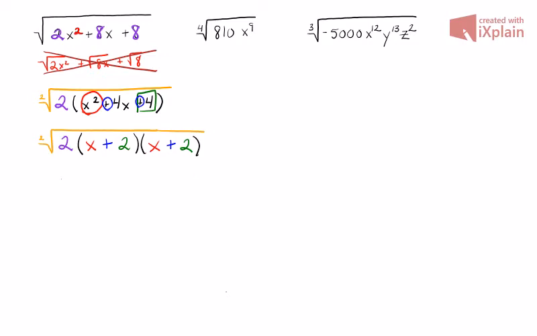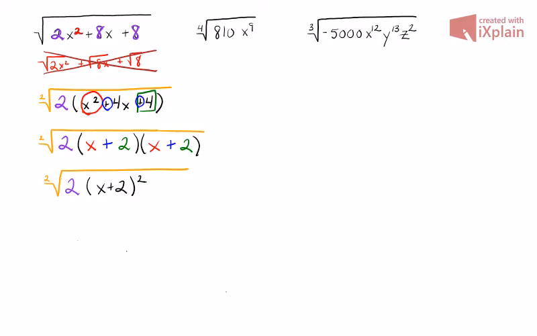Okay, so I'm going to continue to simplify this down. So I have the square root of now 2 times x plus 2, but I can square that. Okay, so I'm just using a shorthand.